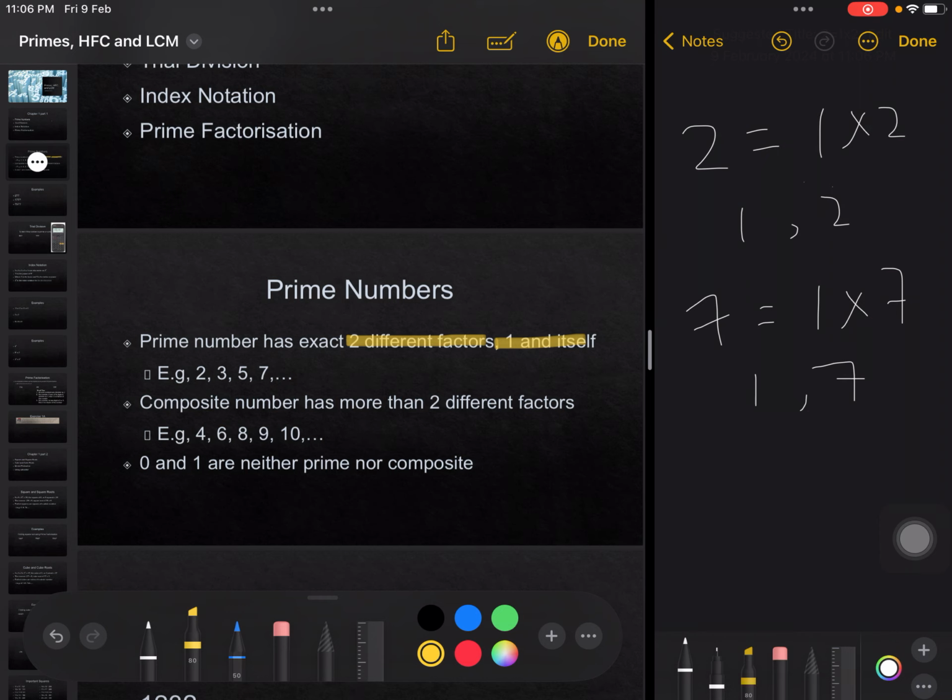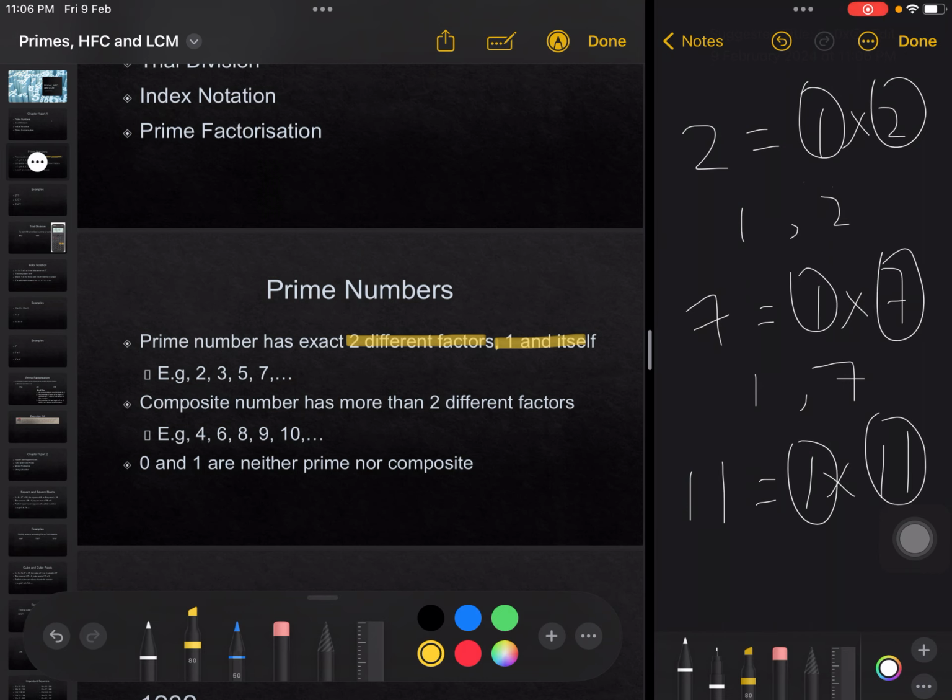Let's give another example, 11. 11 equals 1 times 11. There are no other pairs. So all these 1, 2 are what we call factors. 1 and 7 are also factors, and 1 and 11 are also factors of 11. So basically any number that has only 2 different factors, 1 and itself, is referred to as a prime number.